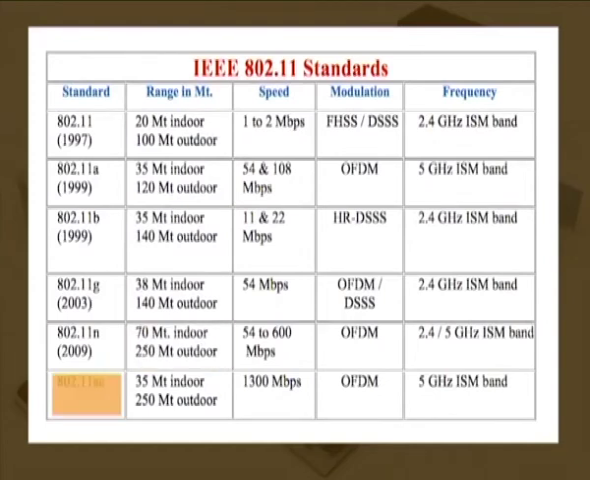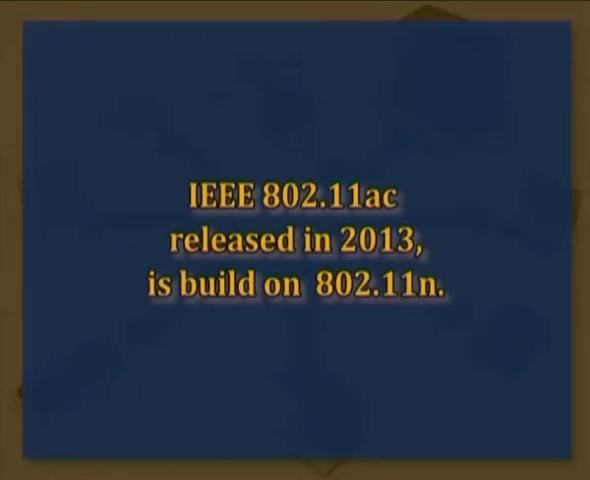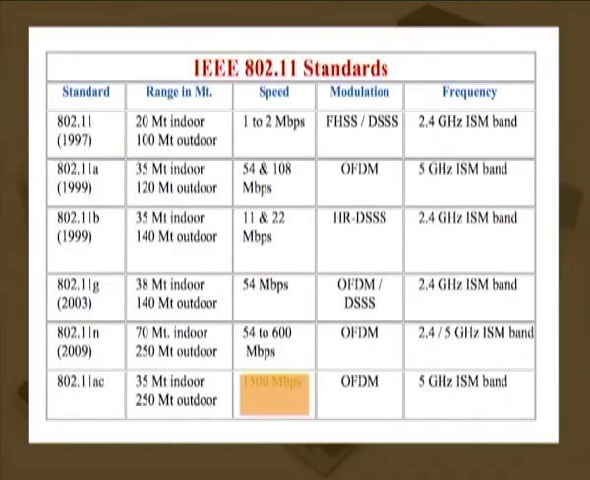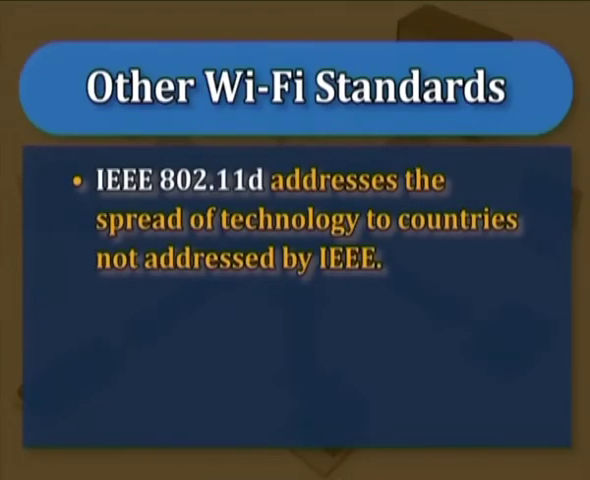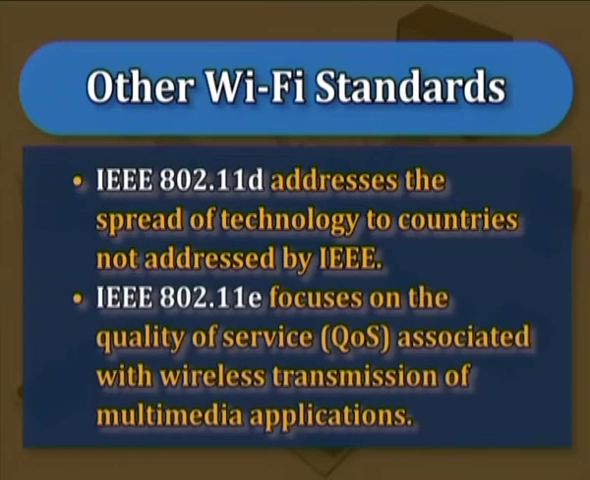IEEE 802.11ac, released in 2013, is built on 802.11n. It offers speeds in the range of 1300 Mbps and operates on the 5 GHz ISM band. Other IEEE 802.11 standards: IEEE 802.11d addresses the spread of technology to countries not addressed by IEEE. IEEE 802.11e focuses on the quality of service associated with wireless transmission of multimedia applications.